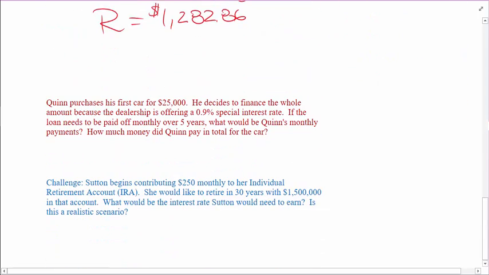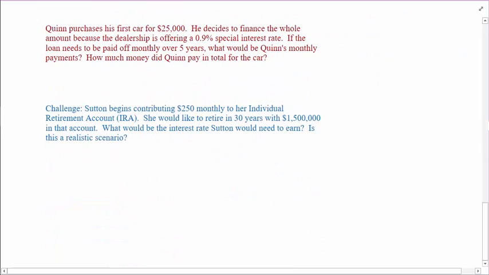I'm going to leave you with two problems. First, Quinn purchases his first car. He's going to finance the whole amount of the car because the dealership's offering a great rate of 0.9%. If he's paying this off monthly over 5 years, what would be the monthly payments, and how much did Quinn actually pay for the car over those 5 years?